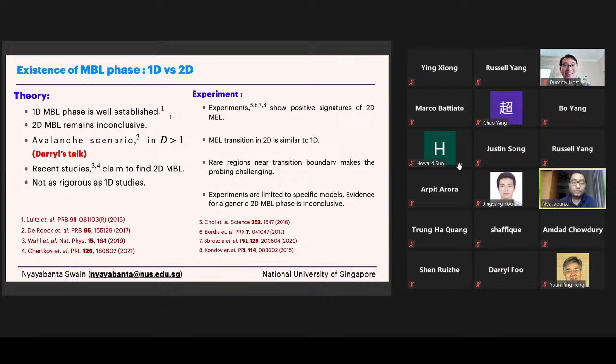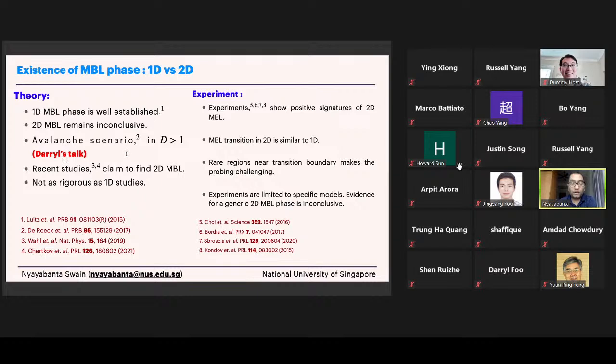There is a lot of work on MBL in 1D and 2D. While its existence in 1D is well established, like the previous phase diagram that I showed, which is for a 1D calculation, in 2D it has been very inconclusive. There are theories showing it exists, and there are others claiming it doesn't exist.